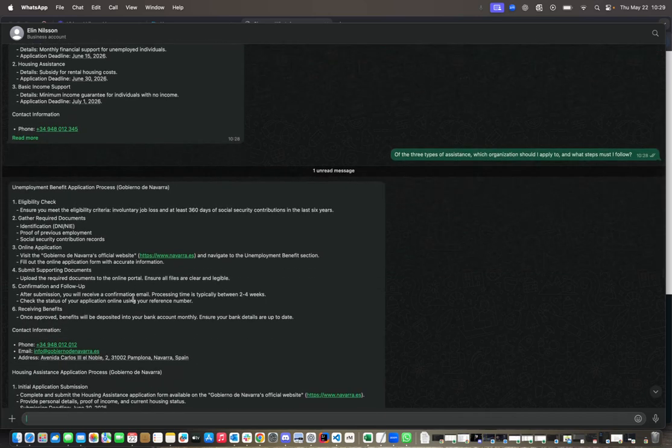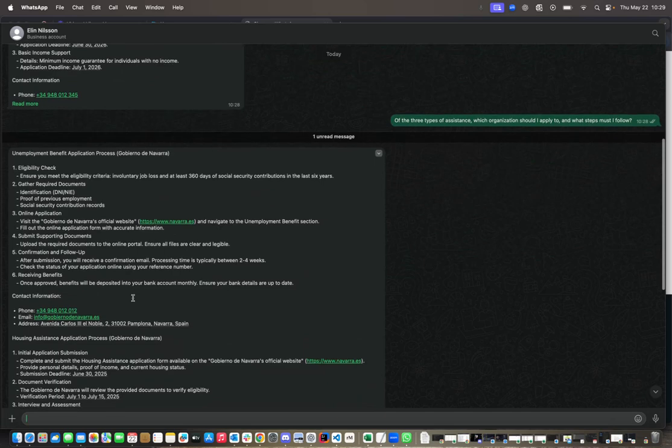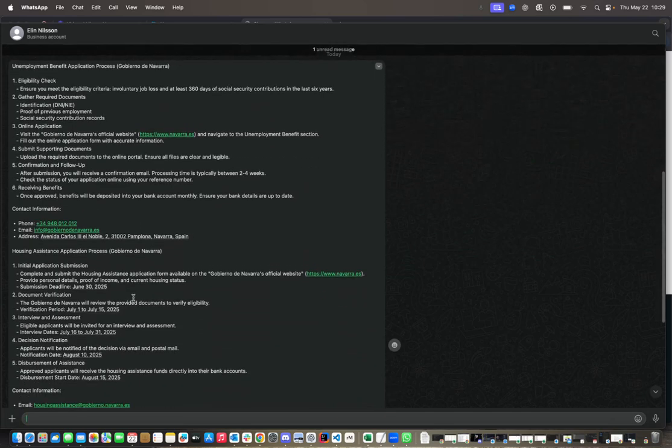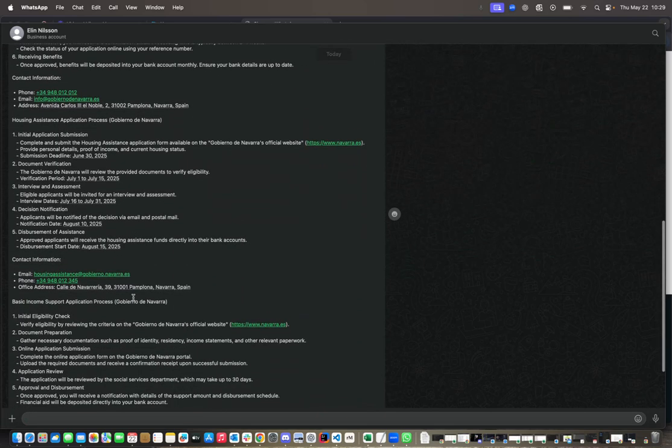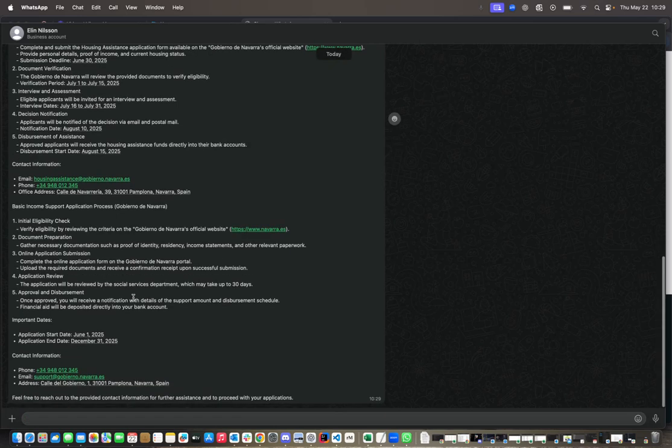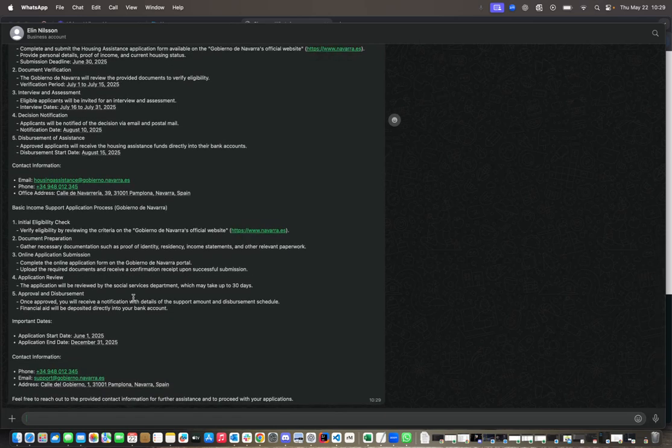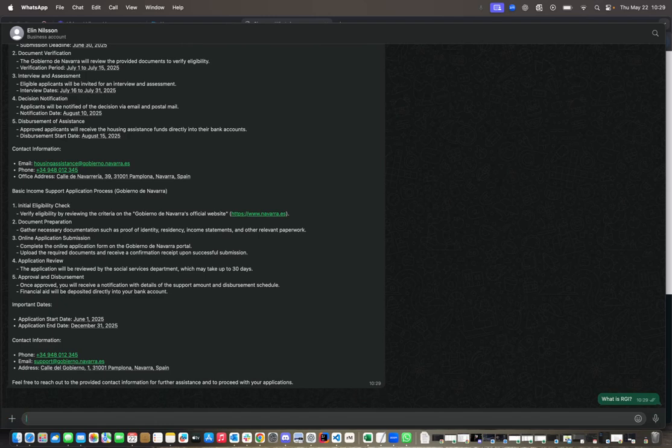Here we have the unemployment benefit application process, a housing assistance application process, and a basic income support application process that we can read more about, and get some good contact details as well for these different programs. We will keep going here, and we're going to ask what is the RGI, because this is something that Jose has heard about, so he wants to know a little bit more about this.